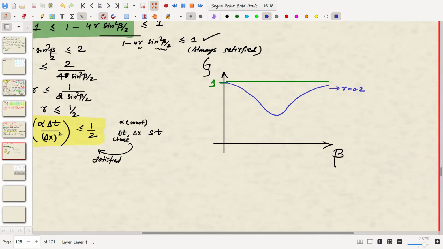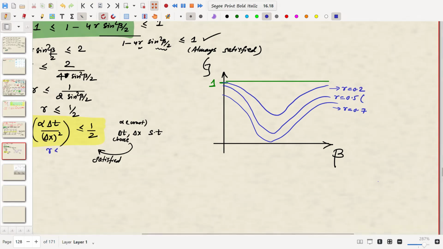So if you increase the value of r from 0.2, 0.3, 0.7 like this, the bell goes on increasing. So this is for say r equal to 0.7. And this is say r equal to 0.5. As you know, r less than or equal to 1 by 2 is marginally stable. So this is marginally stable.